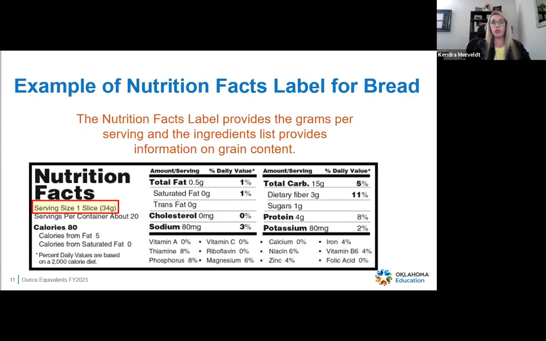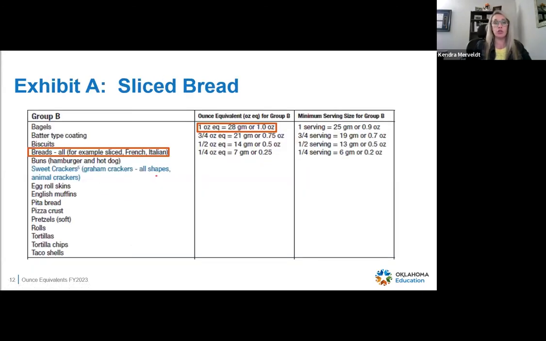So this is an example of a nutrition facts label for bread. And so you see here, it says 1 serving size, 1 slice equals 34 grams. So again, you'll want to look at the nutrition facts label on any item that you are purchasing to make sure that you're serving enough.